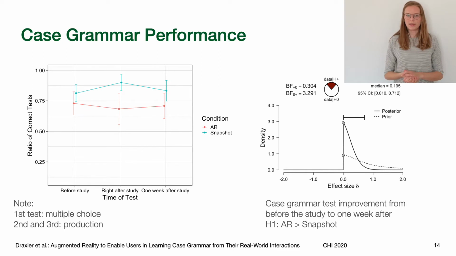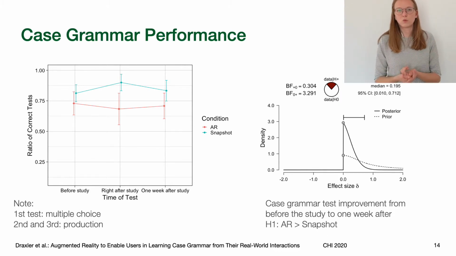Results show that case grammar performance did not improve a lot in either condition. You have to note here that the performance even went down a bit from the first to the second test in the case of AR, but this was probably due to the type of test that we used. So the first one was slightly easier than the second one. And the hypothesis that we formulated could not be found to be true.